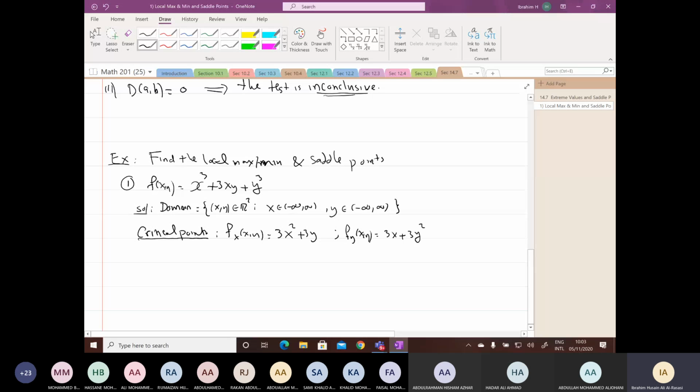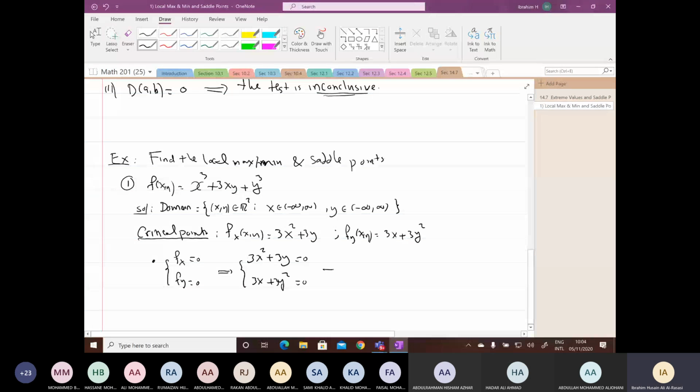The first type, which is the common zeros of f sub x and f sub y. The points that will make both f sub x and f sub y 0. So to find this, we have to solve the system, f sub x equal to 0 and f sub y equal to 0. i.e. we have to solve: 3x squared plus 3y equal to 0 and 3x plus 3y squared equal to 0.